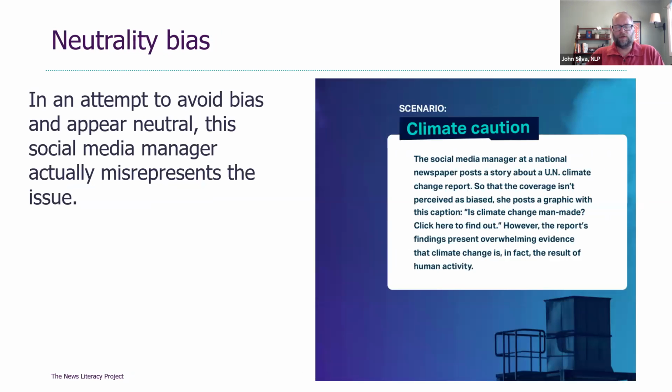Another one that's also very, very common is called neutrality bias. This happens when news organizations and journalists try really hard to avoid bias, and in doing so, they actually express a unique kind of bias, right? In this example, a social media manager posts a story about a climate change report. And in the post, she has the caption, "Is climate change man-made? Click here to find out." But if you click there and read the story, it's not a question, right? The findings are evidence that it is in fact the result of human activity. So in trying to avoid bias, they suggest that there are people who don't believe that climate change is the result of human activity. They're trying to be neutral, but they've actually shown this unique kind of bias.